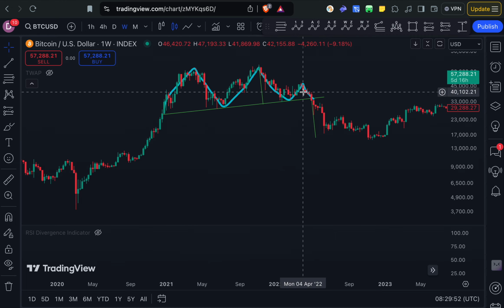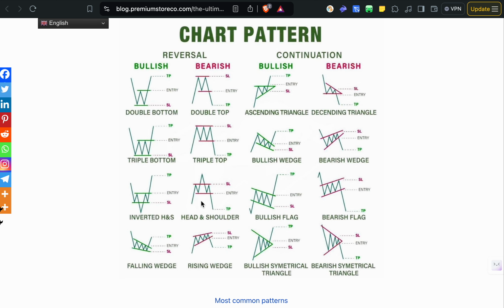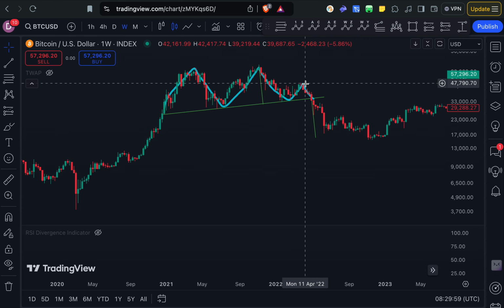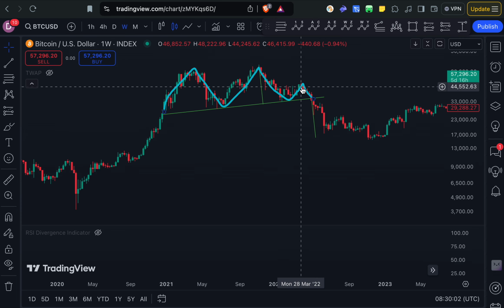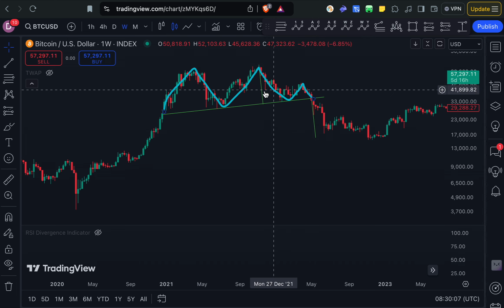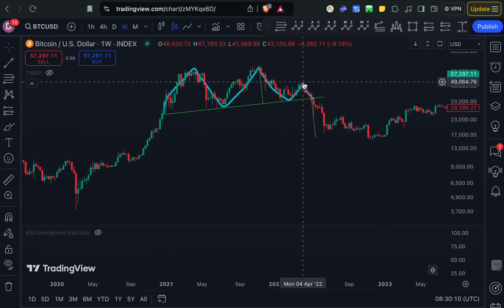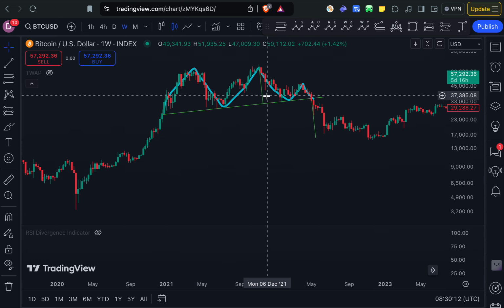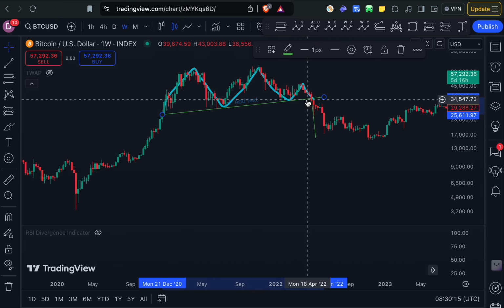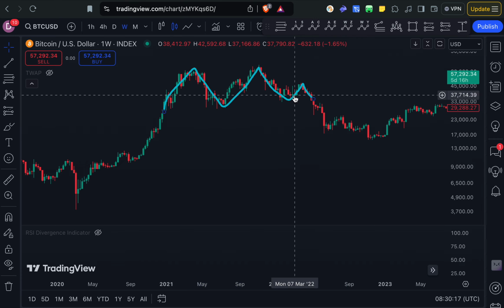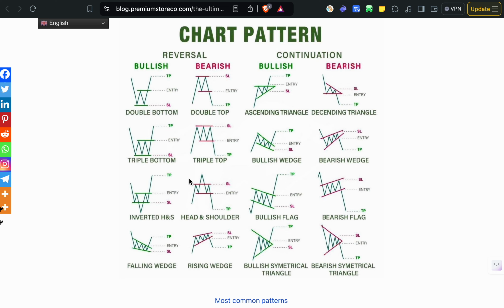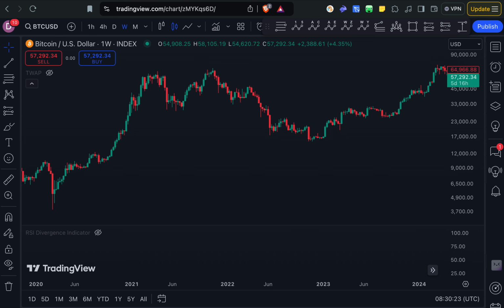Sometimes the right shoulder is shorter than the left shoulder, by the way. They don't have to be equal like in this picture here. And if it's shorter on the right side, it's even better because it's most likely more accurate than if they are symmetrical. But anyway, this was a very beautiful head and shoulders, and it was able to give you the bottom of the bear market. Next up, let's talk about the inverted head and shoulders, because right after we had a head and shoulders, we immediately had an inverse head and shoulders.